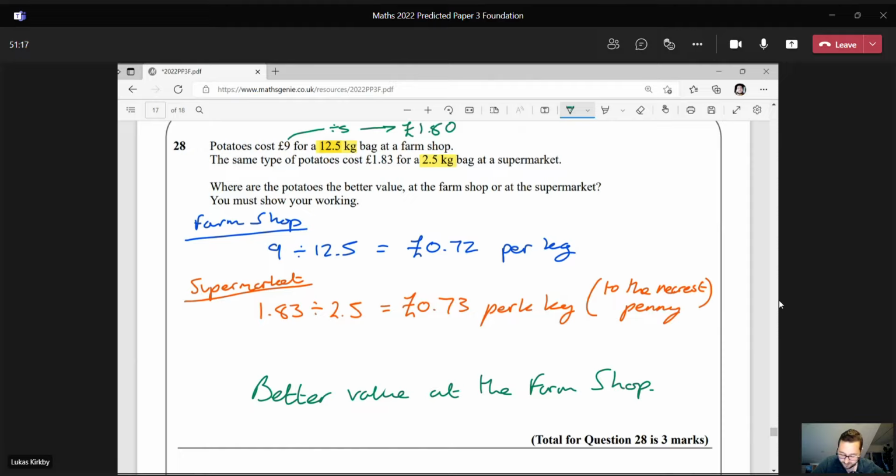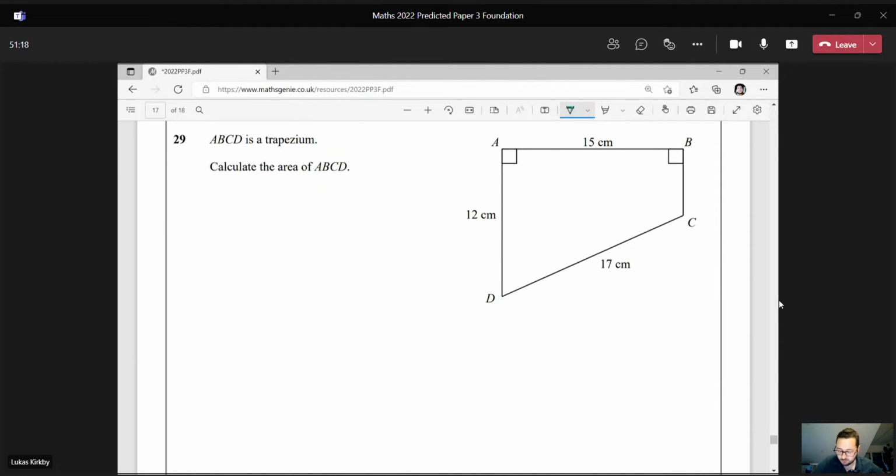Alright then, how are we doing with this? Okay, so we've got ABCD is a trapezium. Calculate the area of ABCD. Well, for a trapezium, to find the area, you need to know the lengths of both parallel sides. So there's that one, and there's that one. Now, I don't know that length, so I'm going to need to do something else. My first idea is to use Pythagoras.